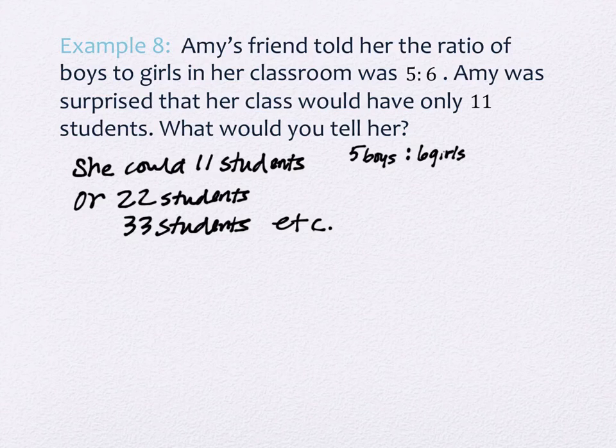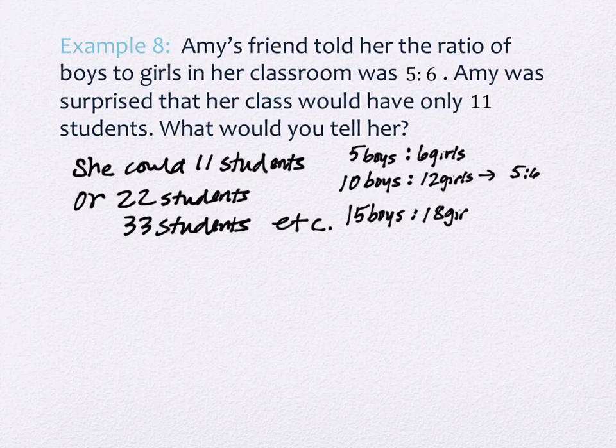That's the ratio. But the ratio might be reduced from the actual numbers of girls and boys, right? So she could have 10 boys and 12 girls. And if she did, the reduced ratio is still 5 to 6. Right? Yeah. Or, you know, it could be, what did I have first? 5? I could have 15 boys and 18 girls. Again, still a 5 to 6 ratio.